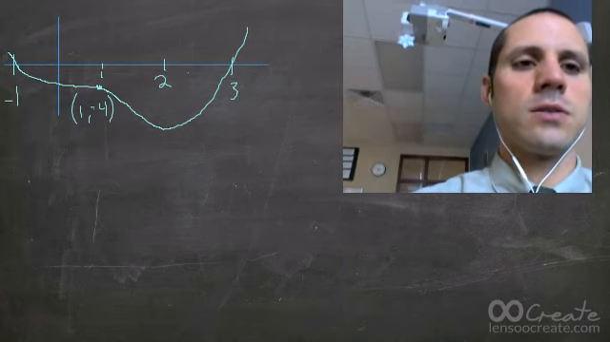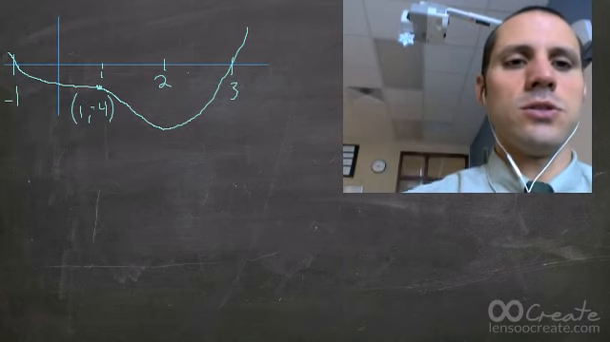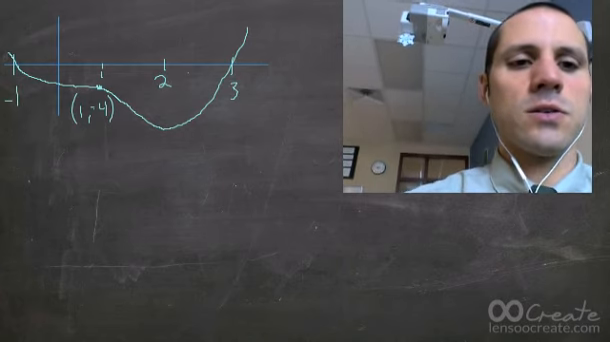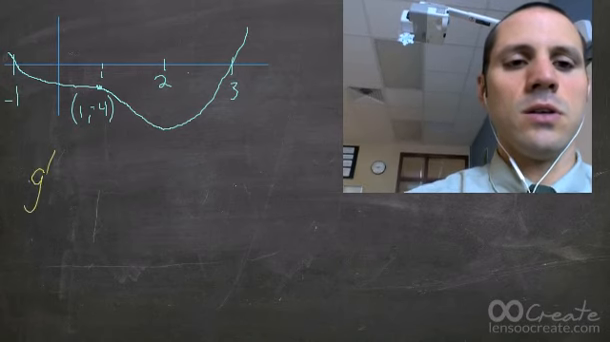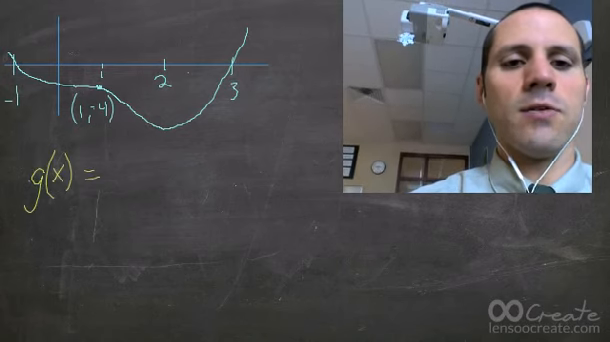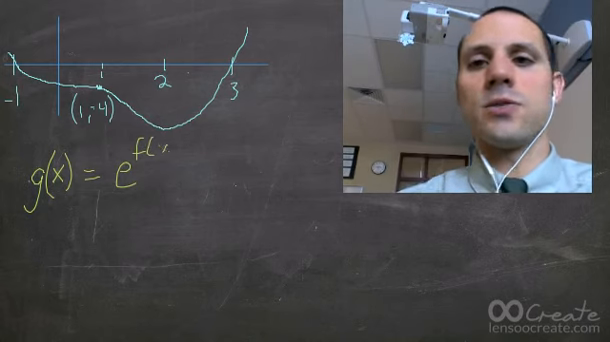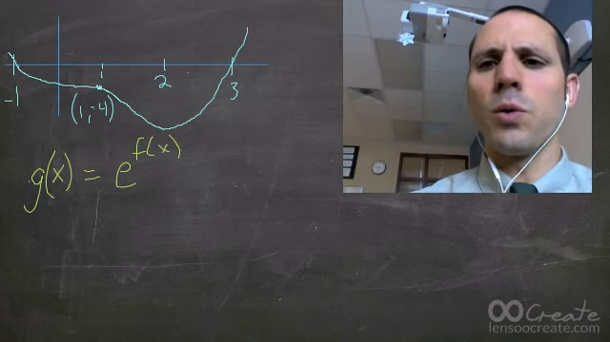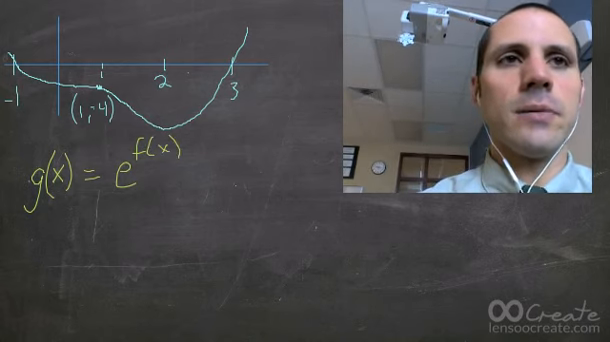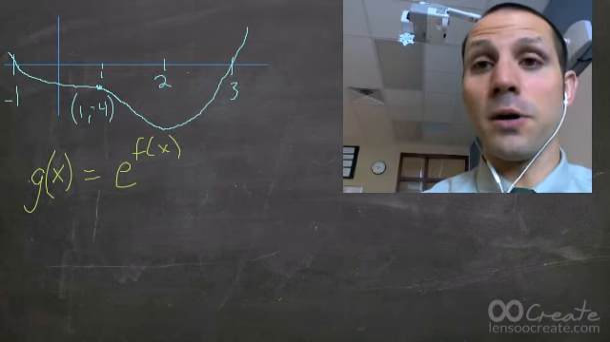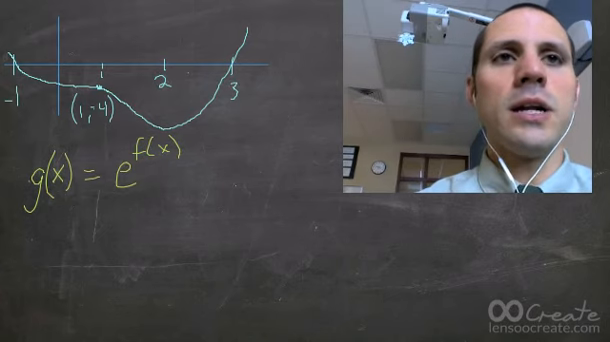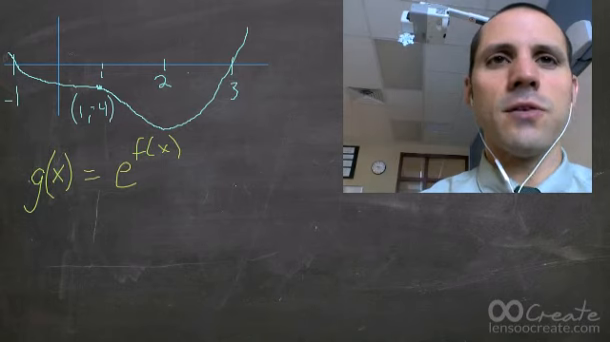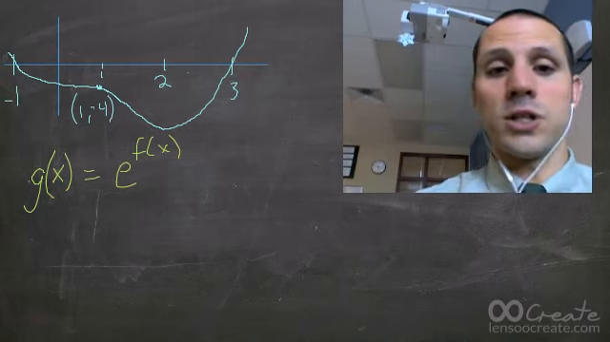And let g be the function g of x equals e to the f of x. As I was walking around, we weren't using g of x correctly. That's a very important part of this problem. Write an equation for the line tangent to the graph of g at x equals 1.